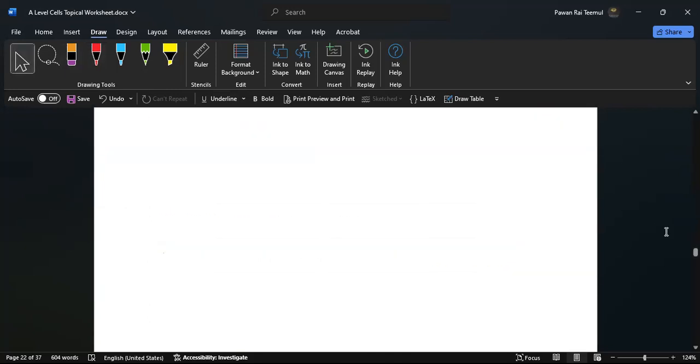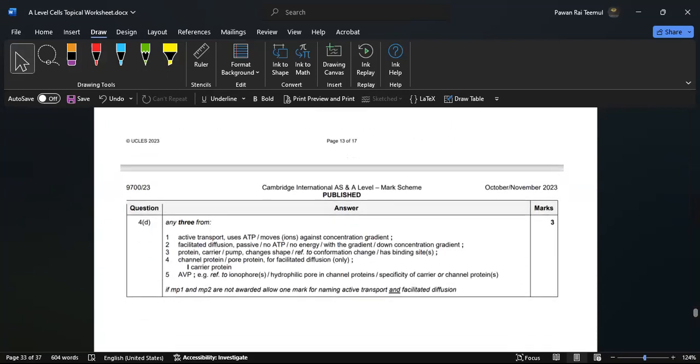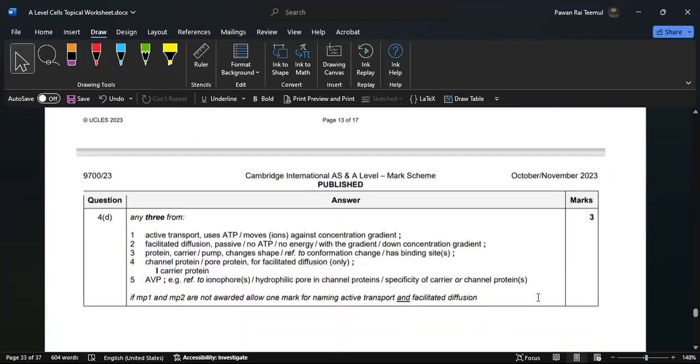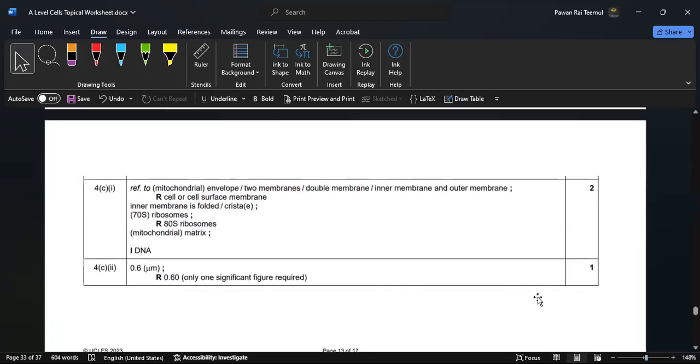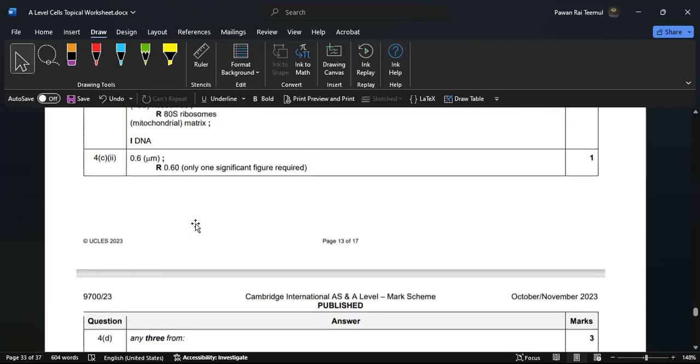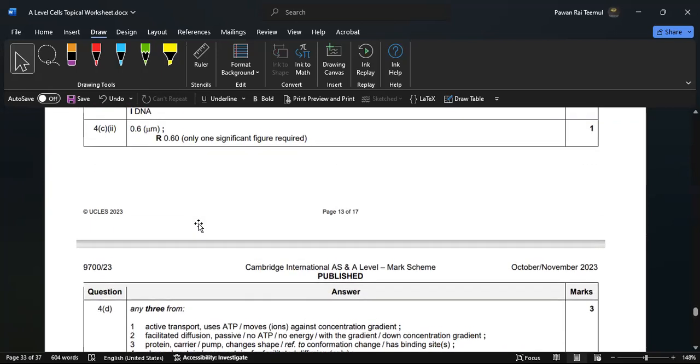So we are just going to discuss it from the mark scheme answer itself, not going to write anything. It's a bit of something we've not really covered, isn't it? By the way, it has two membranes, a double membrane, and then the cristae, so the inner membrane is folded. I don't know who saw the ribosomes. Maybe I didn't see properly.